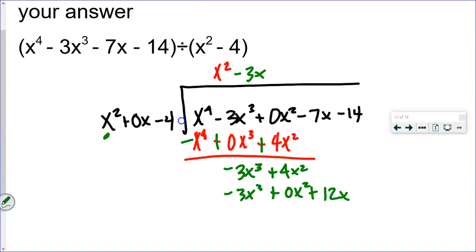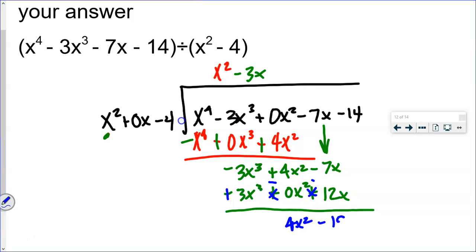Now look, we've got to bring down this other term because we've got nothing above that, right? So we're going to bring down the negative 7x. If you hadn't brought it down before, you would bring it down now. That's why I didn't bring it down before, because I'm trying to show you all that, okay? So this is a minus and this is a minus, right? So that's going to be 4x squared minus 19x.